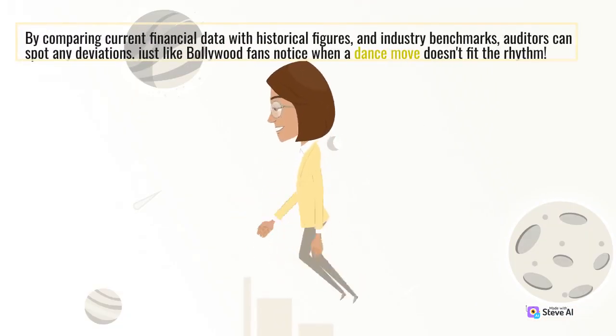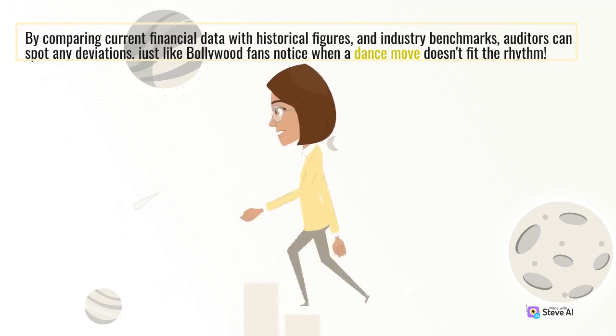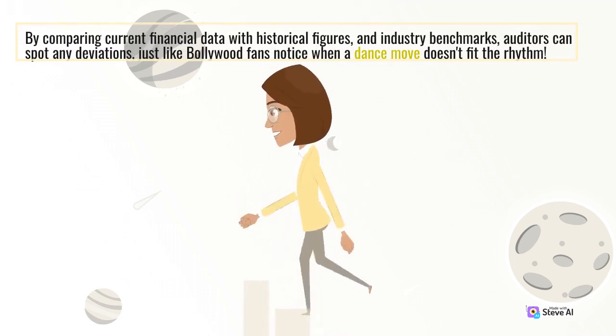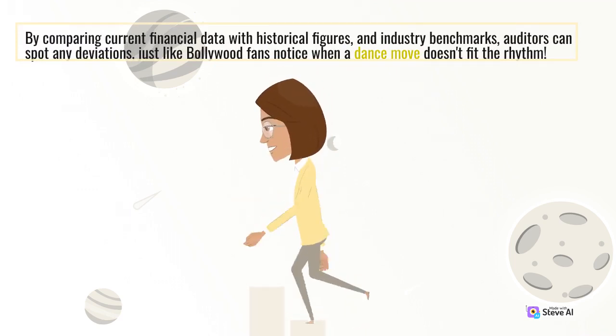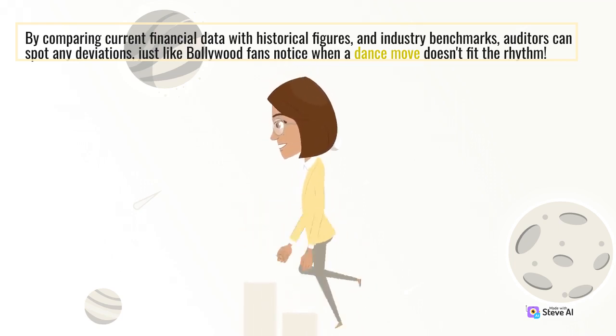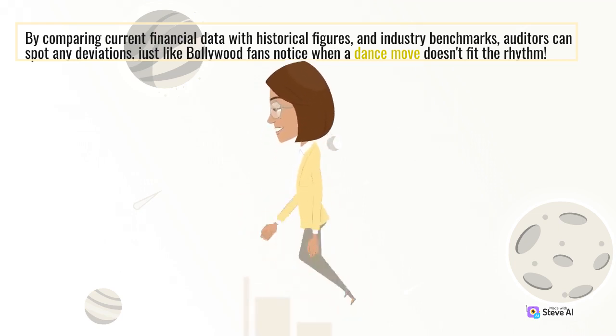By comparing current financial data with historical figures and industry benchmarks, auditors can spot any deviations, just like Bollywood fans notice when a dance move doesn't fit the rhythm.